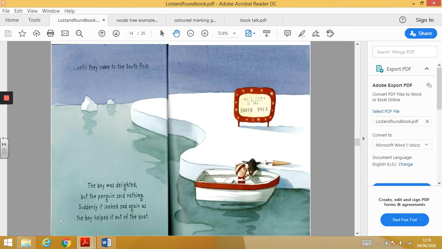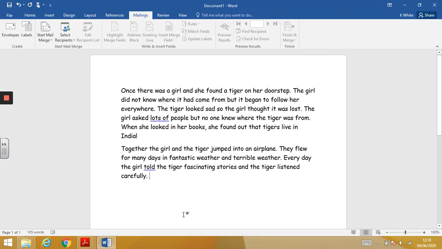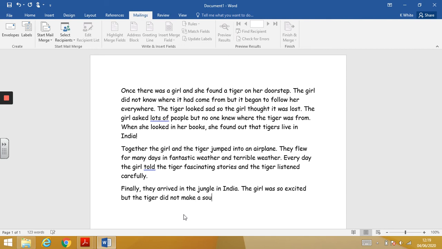In the story of Lost and Found, they get to the South Pole. And at this point, the boy's really happy because he thinks he's sent the penguin home, which is what the penguin wanted, but the penguin doesn't like it. So I really like this sentence structure of suddenly. So I'm going to say here, I'm going to start with finally, comma, they arrived in the jungle in India. The girl was so excited, but the tiger did not make a sound.